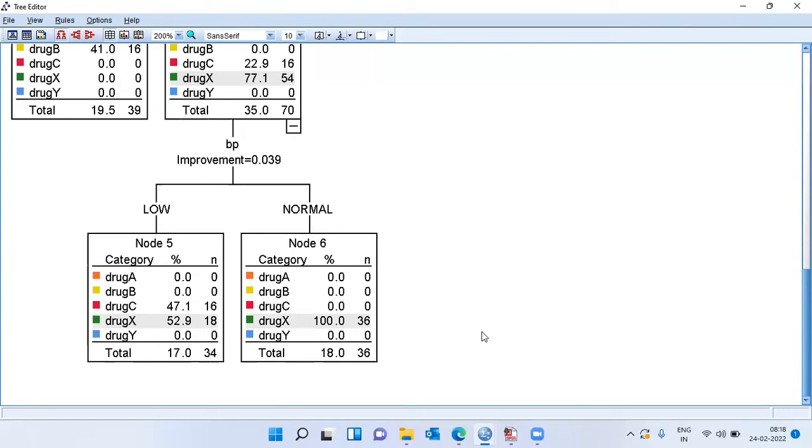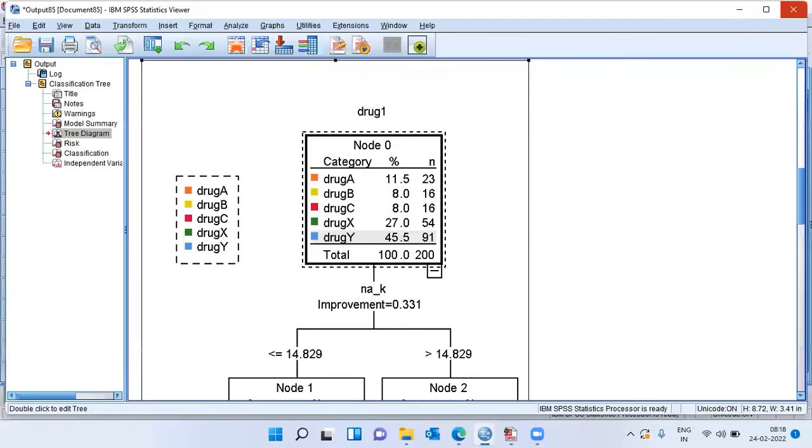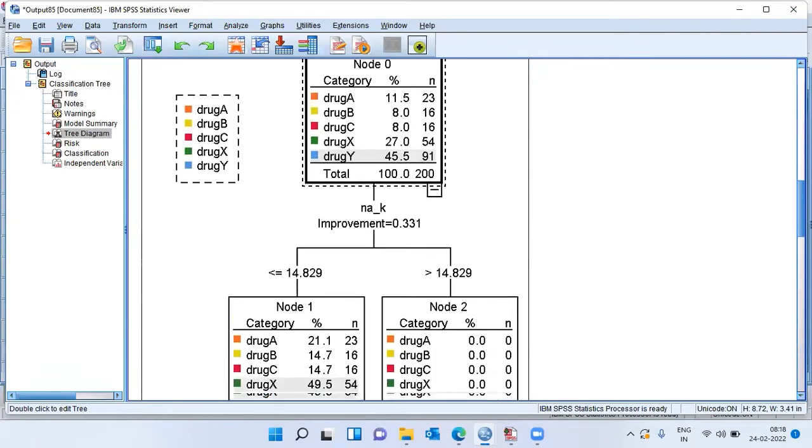Now, these results are very useful, and you can use a lot of these results to suggest and recommend drugs for future patients. But what is the accuracy of this decision tree model? Can I trust this model or not?